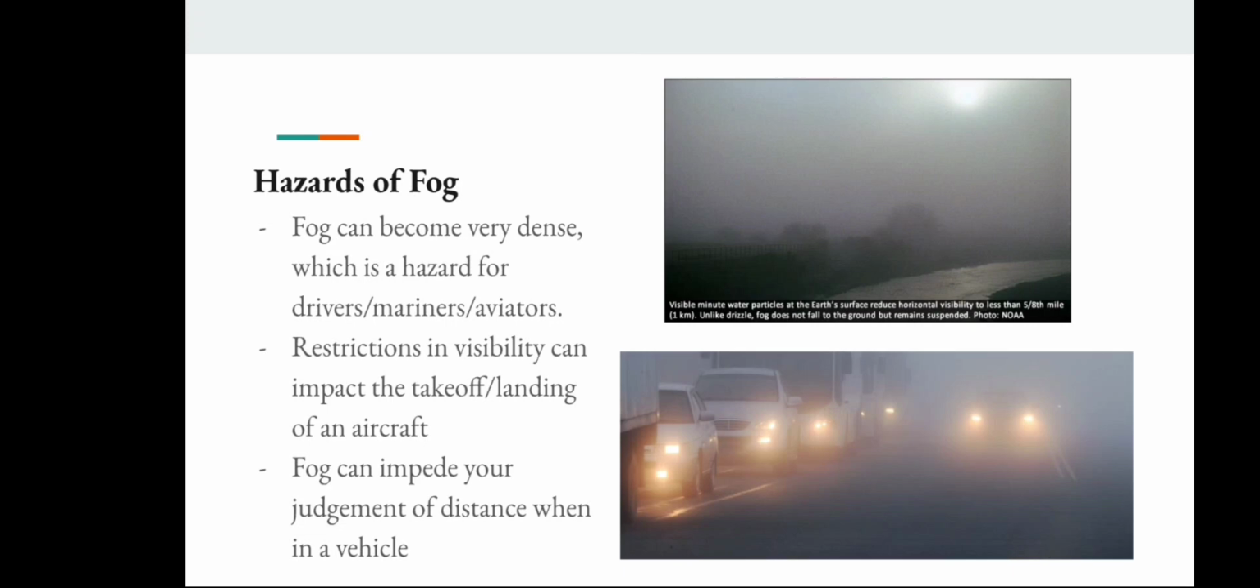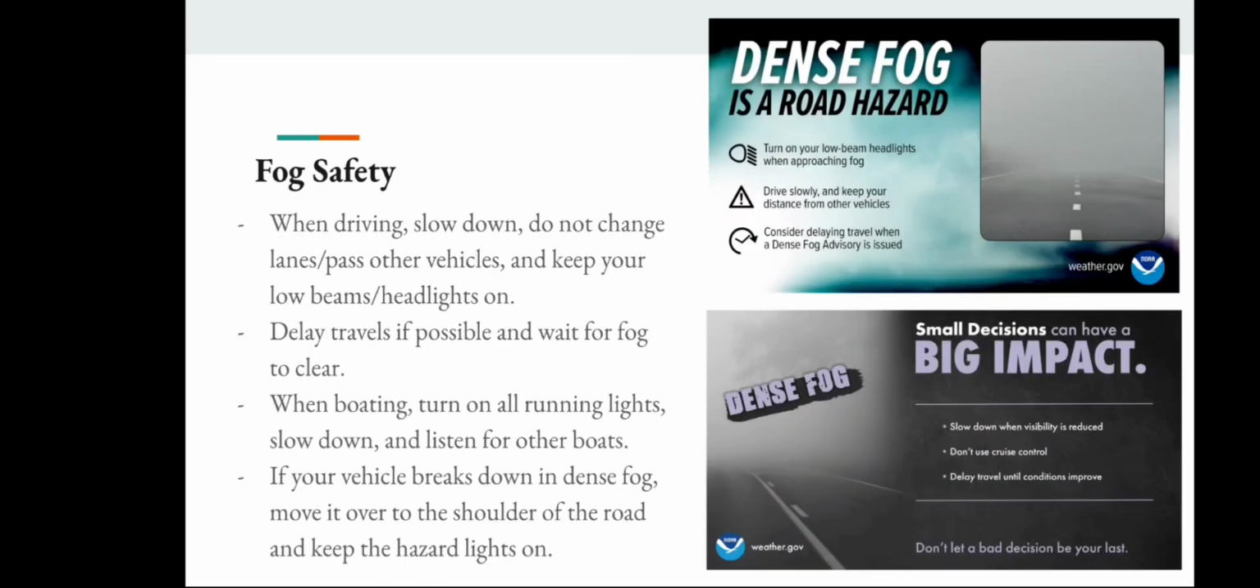And if you're out on the water, it's the same concept there. You don't really know how far away or how close something is out on the water due to how dense the fog can become. So now let's talk about some fog safety tips if dense fog is in your area.